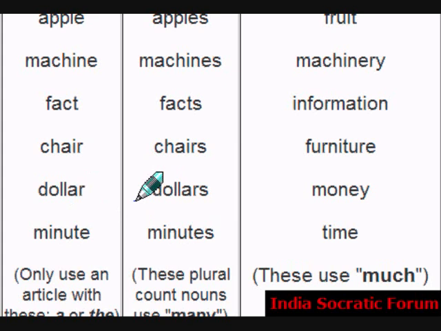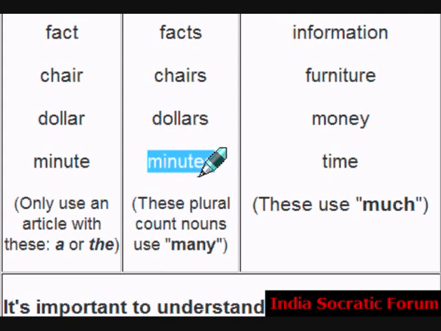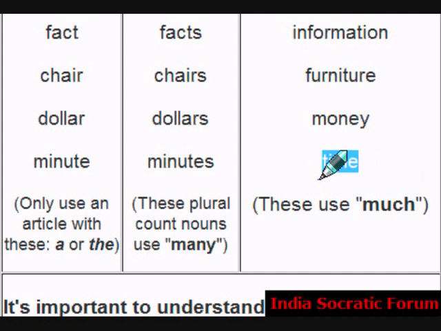Rupee. Rupees or dollars. Money. When you say how much money, but how many rupees you got, how many dollars you got. Likewise, when it comes to a specific thing, these are countable nouns, and money is a non-count noun. Time: minute. How many minutes? Like just a minute. Here we have how many minutes. But when it comes to the non-count form, we use time. We use how much time we got.